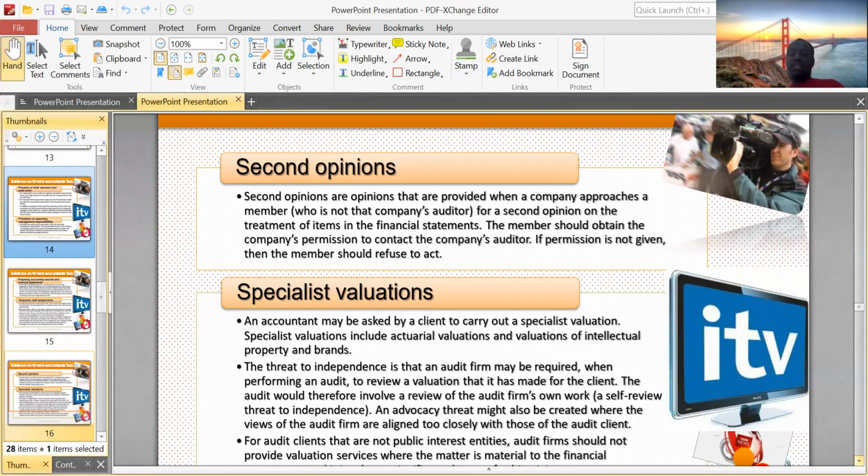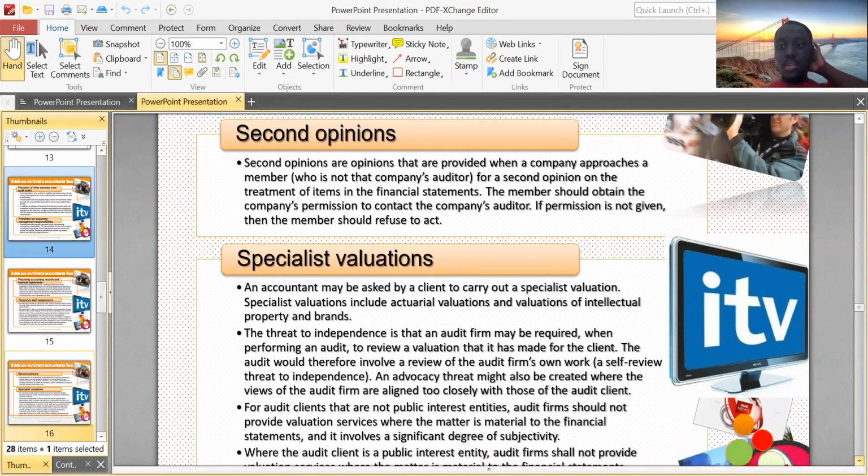So in that case, the member or this new auditor that has been contacted should obtain the company's permission to contact the first auditor that gave the first opinion. So this new auditor that the company is trying to get to give a second opinion should contact the first auditor for permission. If they don't get the permission, then this new auditor should refuse to act. He shouldn't give the second opinion, basically.